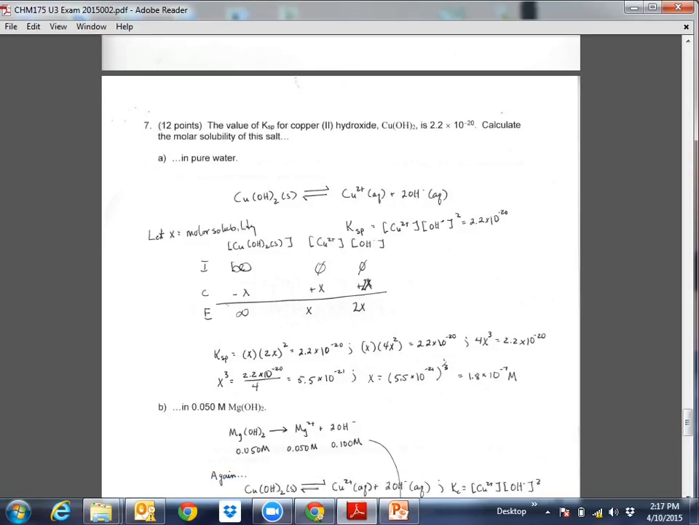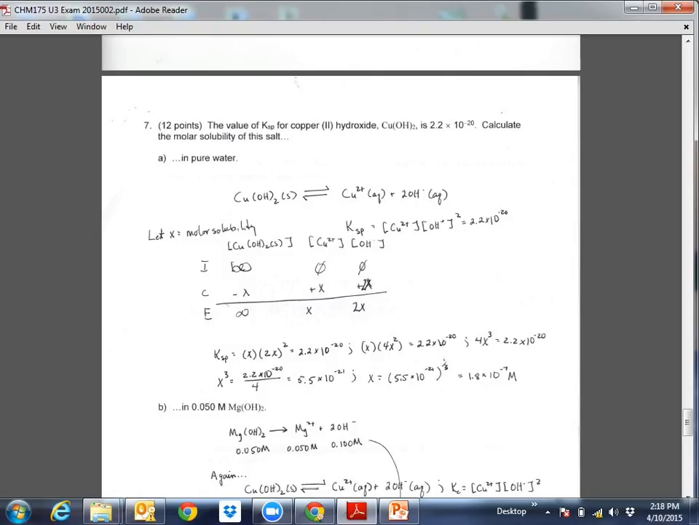So for the next one, you were supposed to come up with the molar solubility for this salt, both in water and where you had a common ion effect. So I did the ice chart for both of them. You wouldn't really have to necessarily for the pure water. But copper 2 hydroxide, the equilibrium would look like that. The KSP expression would look like this, where copper 2 times the hydroxide ion squared is equal to the KSP, which was given. In this particular ice chart in pure water, notice that we don't have any common ion, okay?